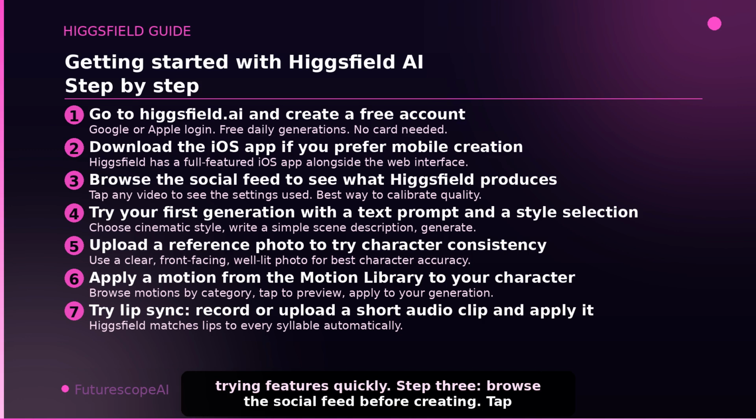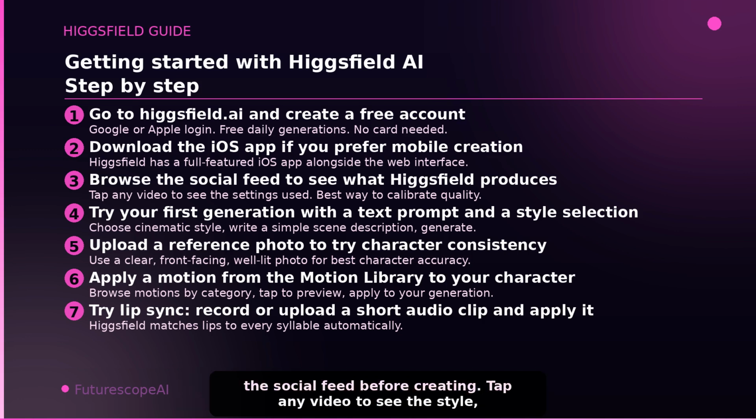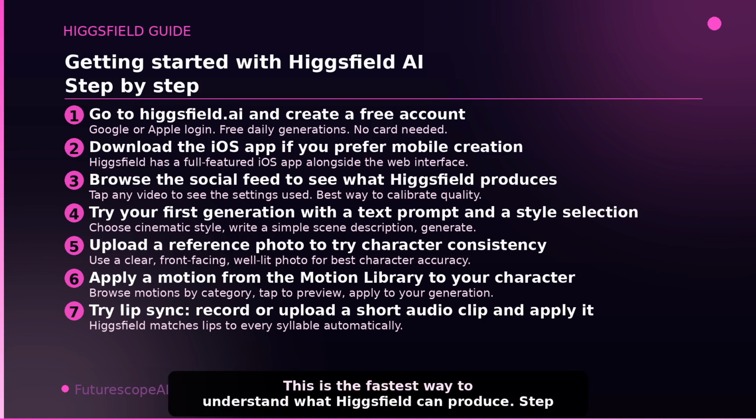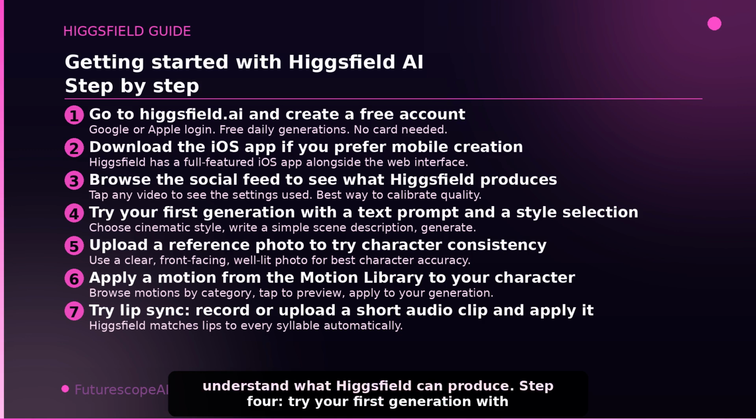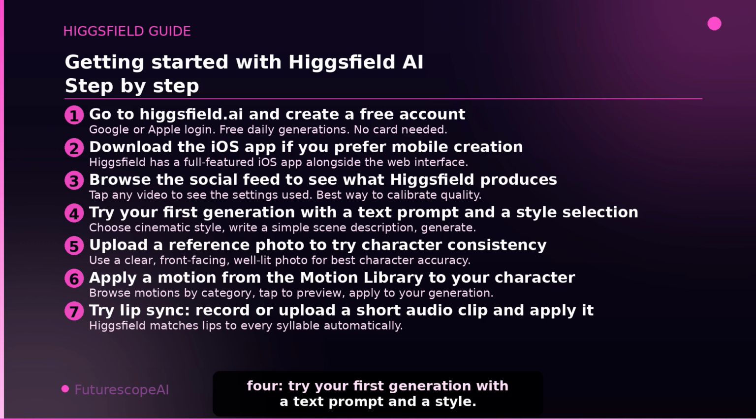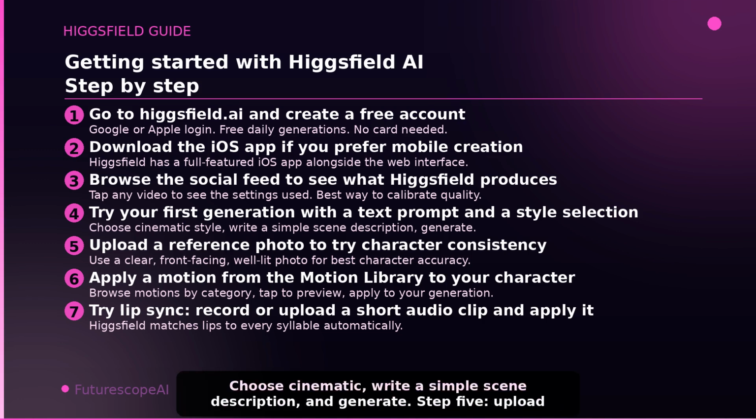Step 3. Browse the social feed before creating. Tap any video to see the style, motion, and settings that produced it. This is the fastest way to understand what Higgsfield can produce. Step 4. Try your first generation with a text prompt and a style. Choose cinematic, write a simple scene description, and generate.